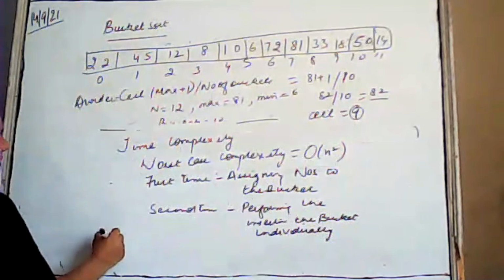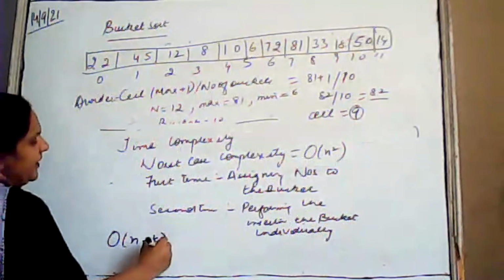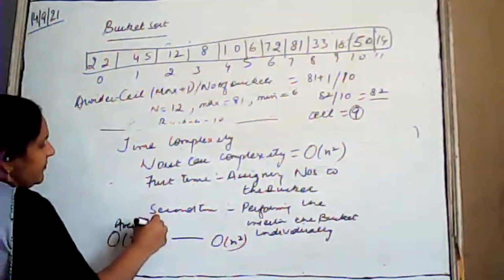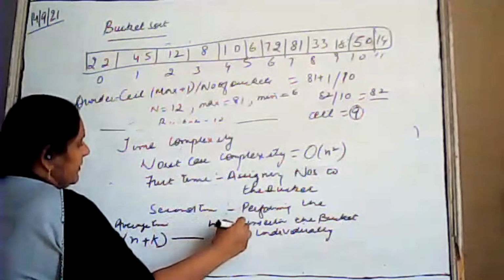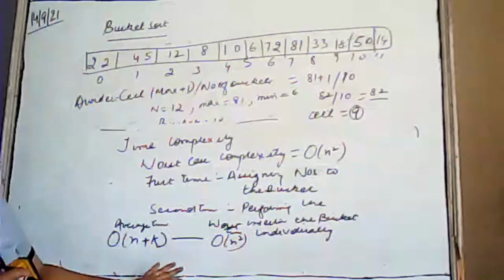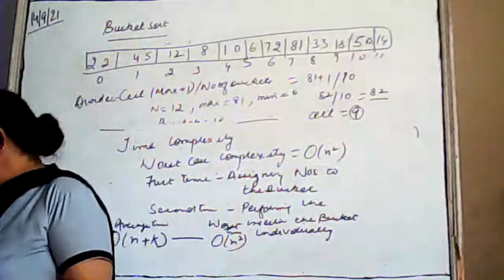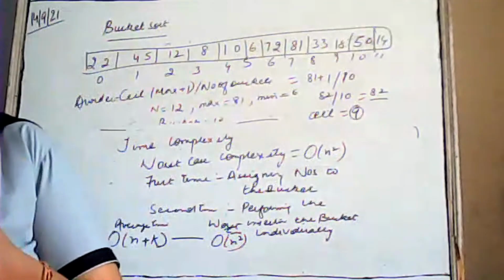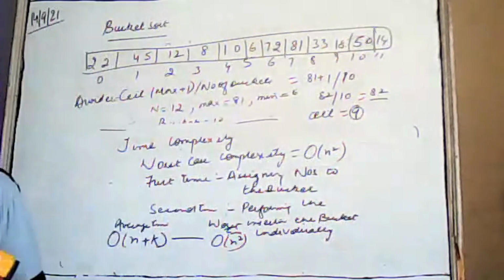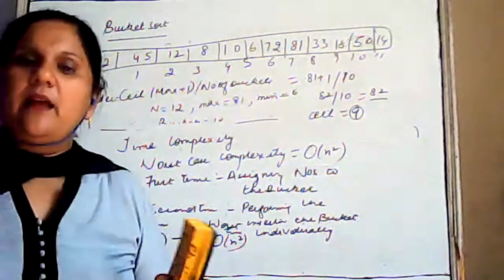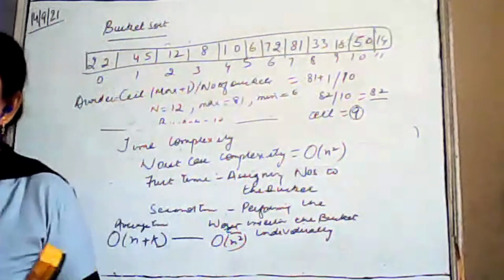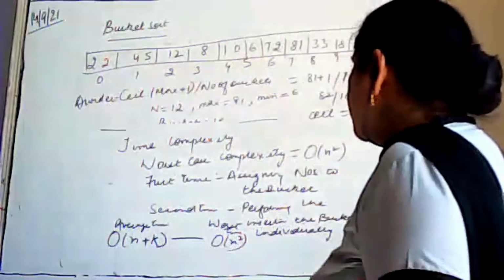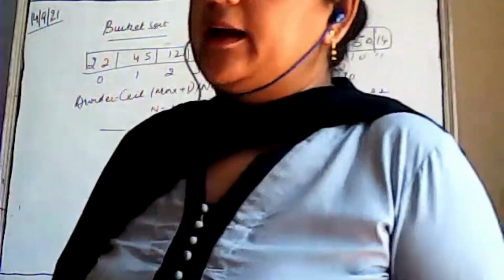So your time will vary from order of n plus k, which is the average time, to order of n square, which is your worst time. More auxiliary space is required for the buckets, because instead of the numbers being stored in one array, we are taking auxiliary space for the buckets in which we are storing these numbers. So the space is order of n plus k.